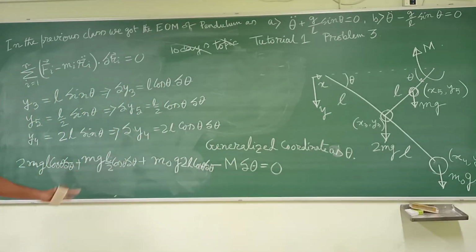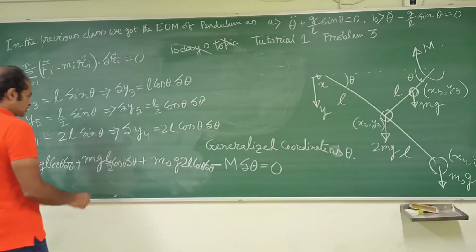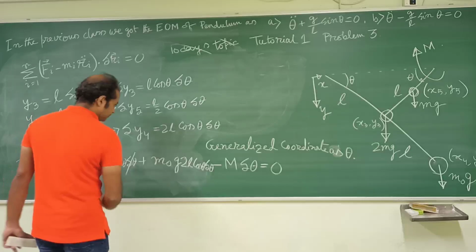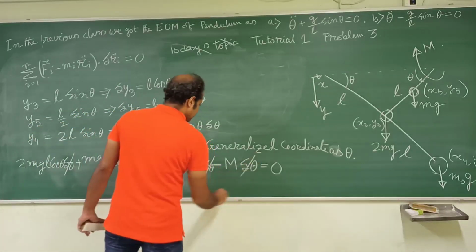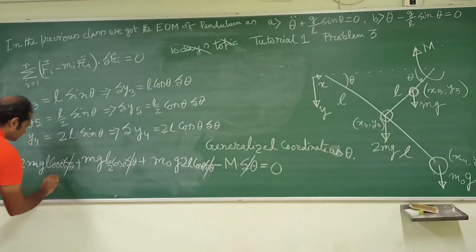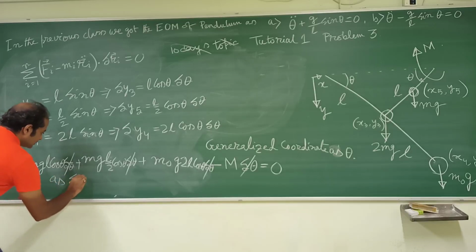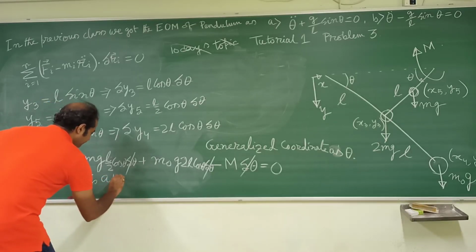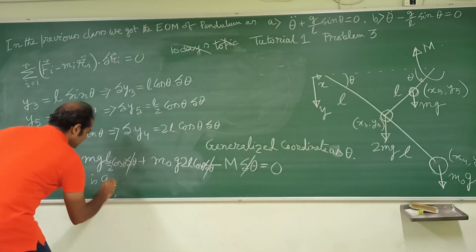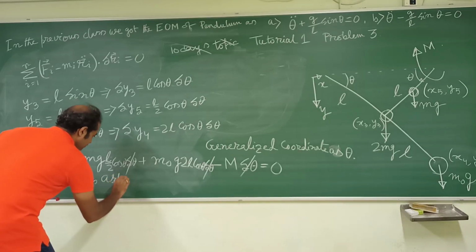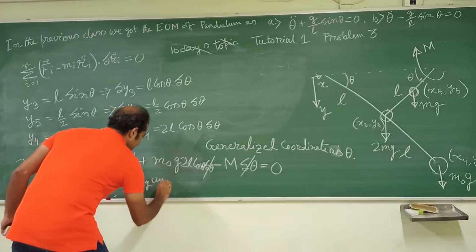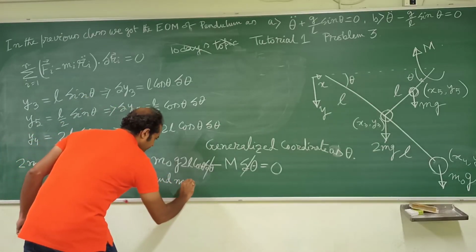So if you are going to solve this, note, can I cancel out the delta theta part? Why? As delta theta is arbitrary and non-zero.